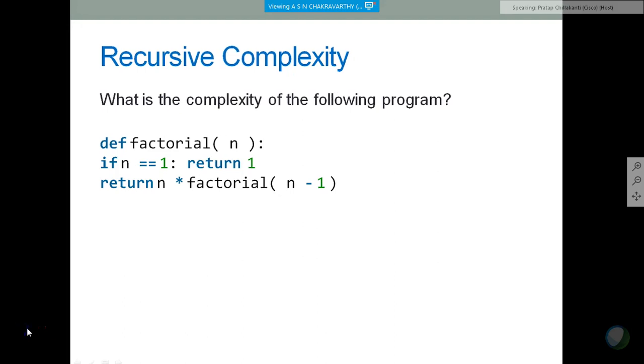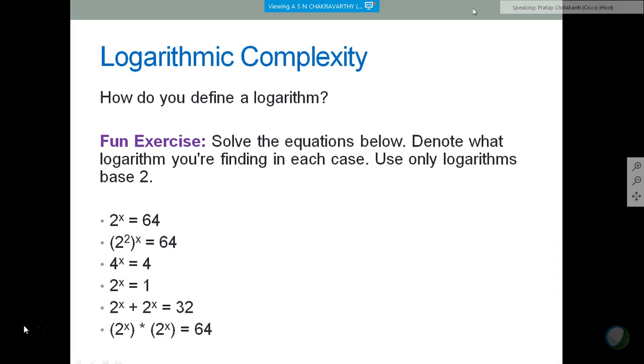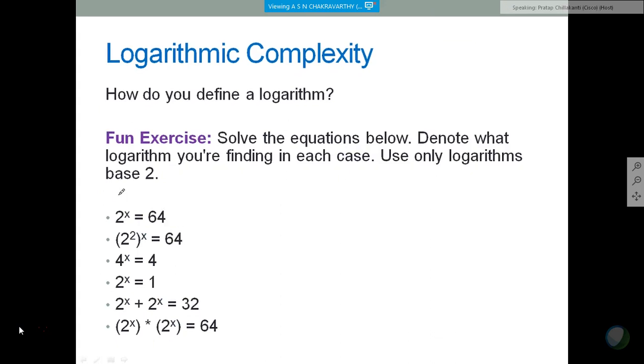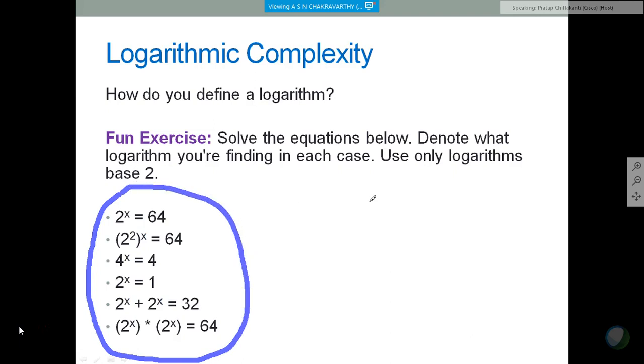Is that also a tight bound? Is that a theta n also? The tight bound. In the chat, what do you say here? What logarithm are you finding in each case? Denote what logarithm you are finding in each case.